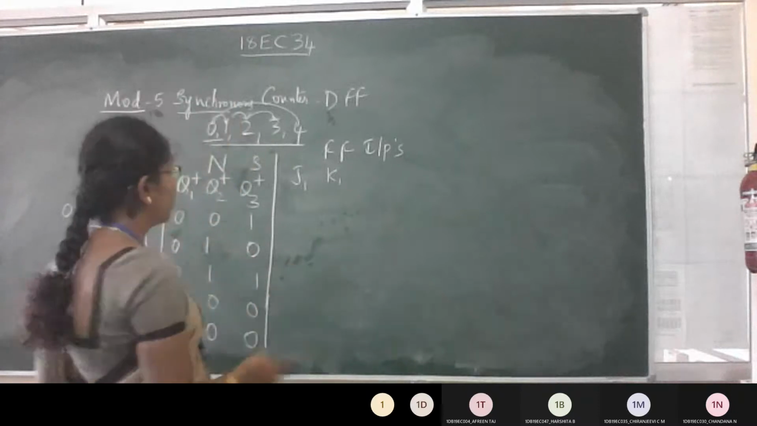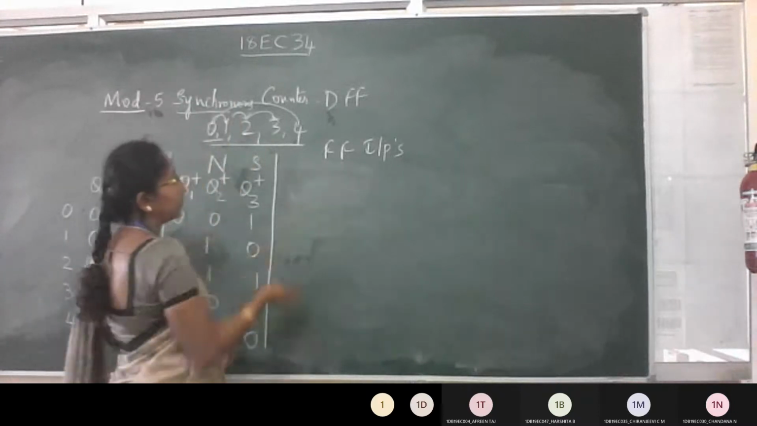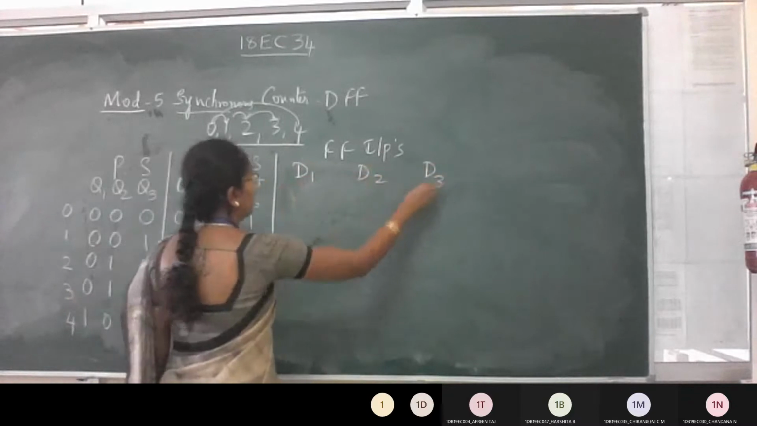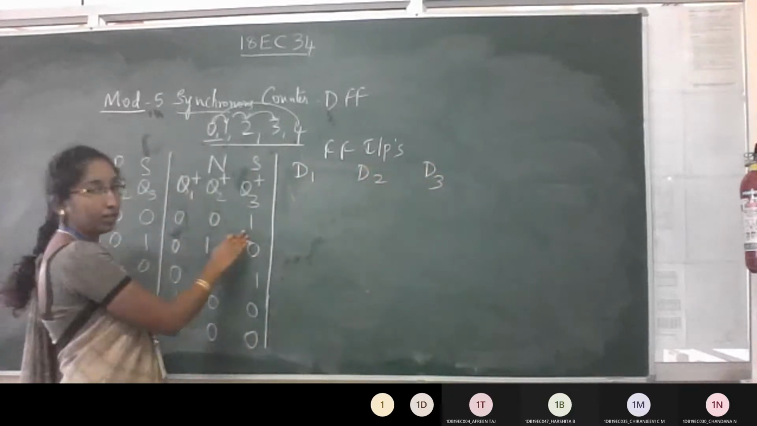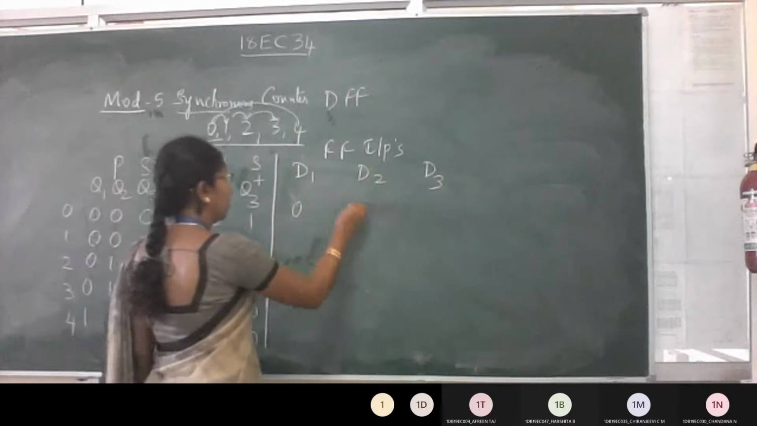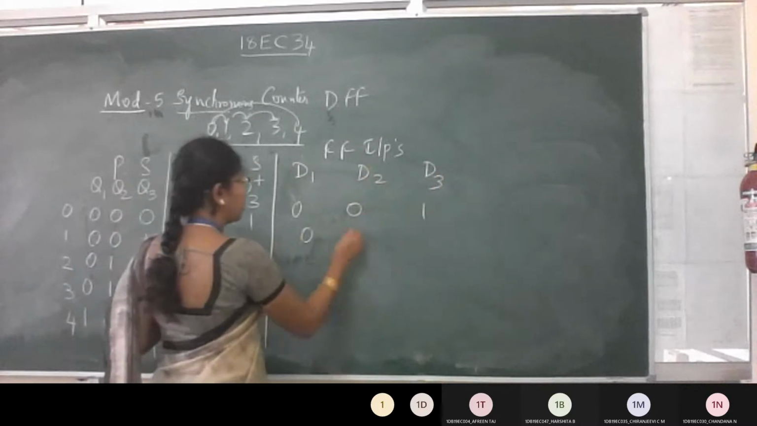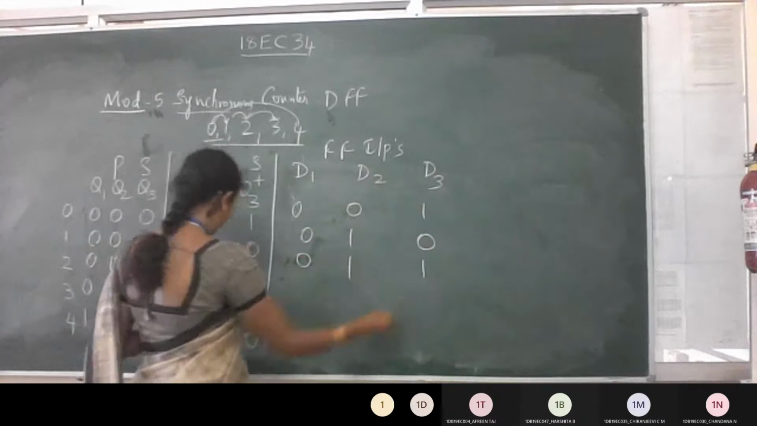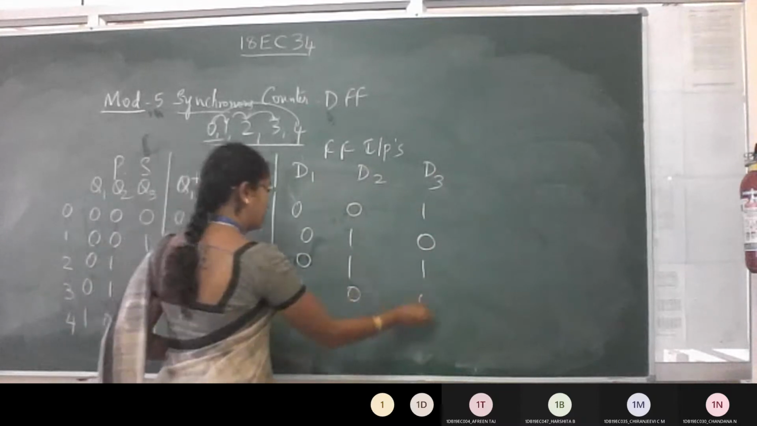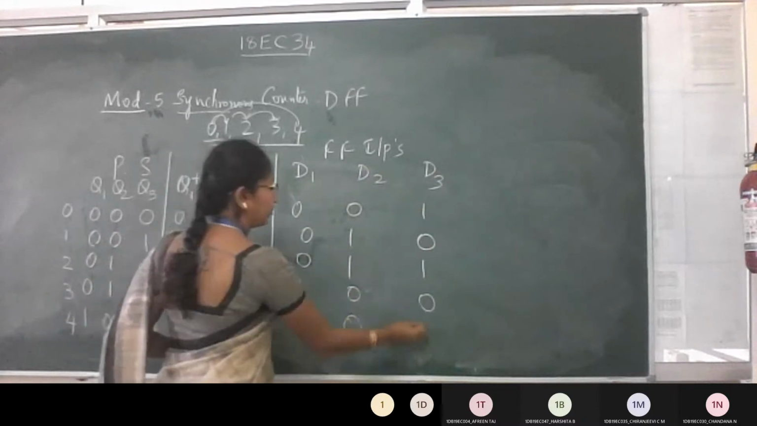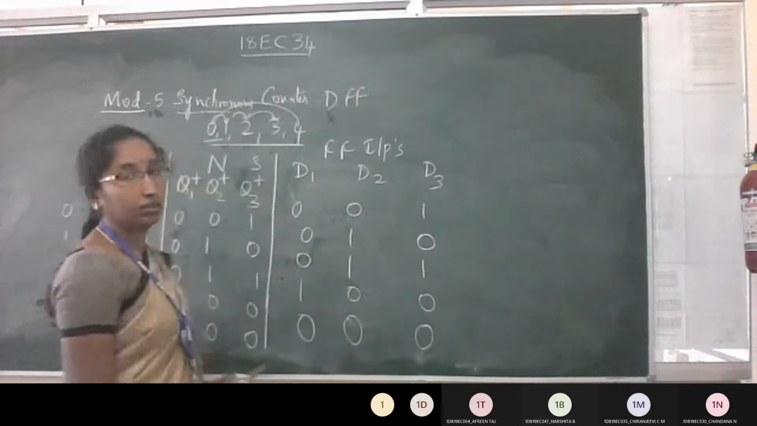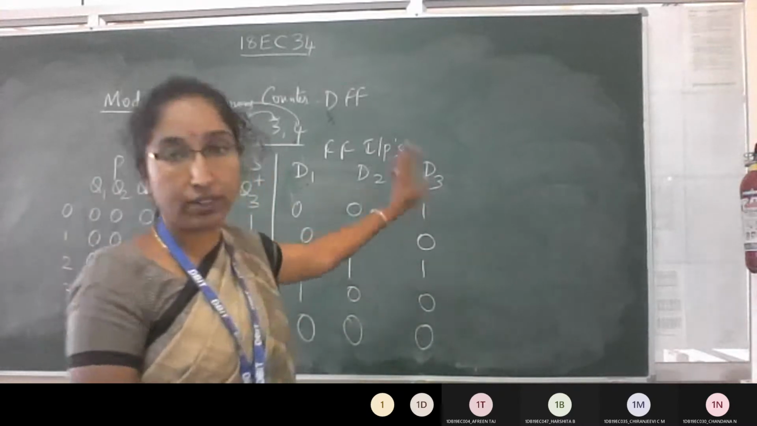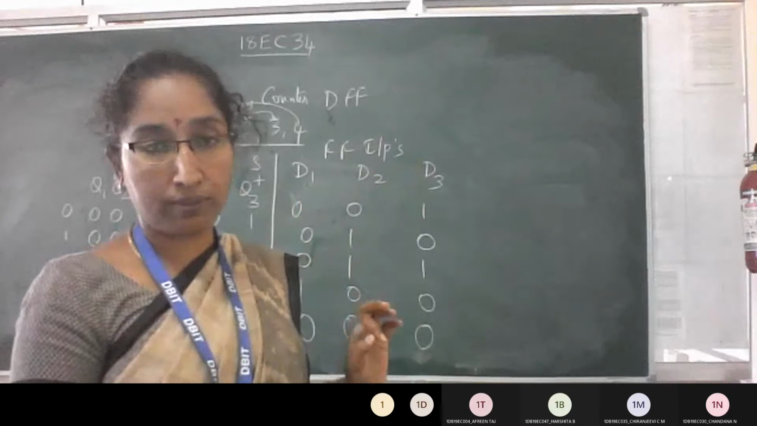Okay. So here it is. We have taken D flip-flops, D1, D2, D3. So the same thing, you copy. So 0, 0, 1, 0, 1, 0, 0, 1, 1, 1, 0, 0, 0, 0. So next, you need to draw a K-map for D1, D2, D3. 3 K-maps have to be drawn.